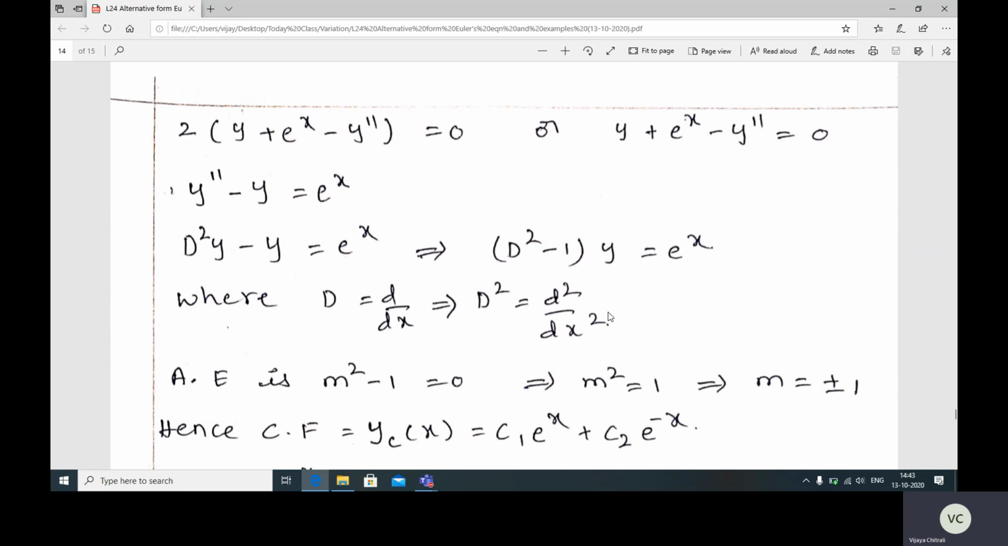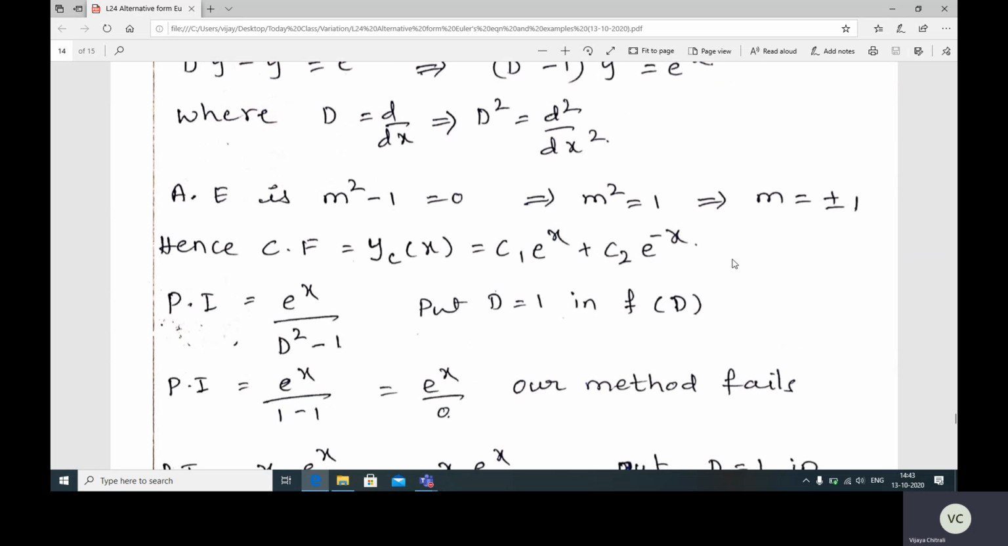So what is the auxiliary equation? F of d is equal to 0 is the auxiliary equation. In place of d, substitute m. So the auxiliary equation is m square minus 1 is equal to 0. Taking minus 1 from LHS to RHS, 0 plus 1 is 1. So m square is equal to 1. So what is m? m is equal to plus or minus 1.